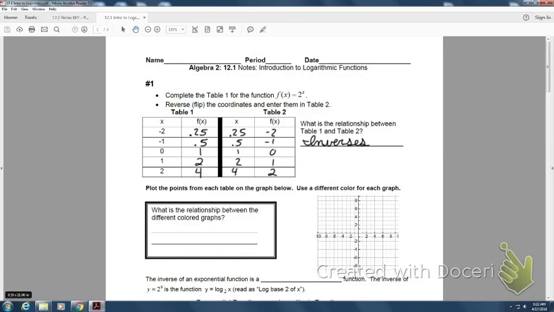So take that first, table 1, okay, and graph those points down there. So you've got negative 2, 0.25, negative 1, 0.5, 0, 1, 1, 2, 2, 4. If I was to take that to the next one, 2 to the power of 3 is 8.